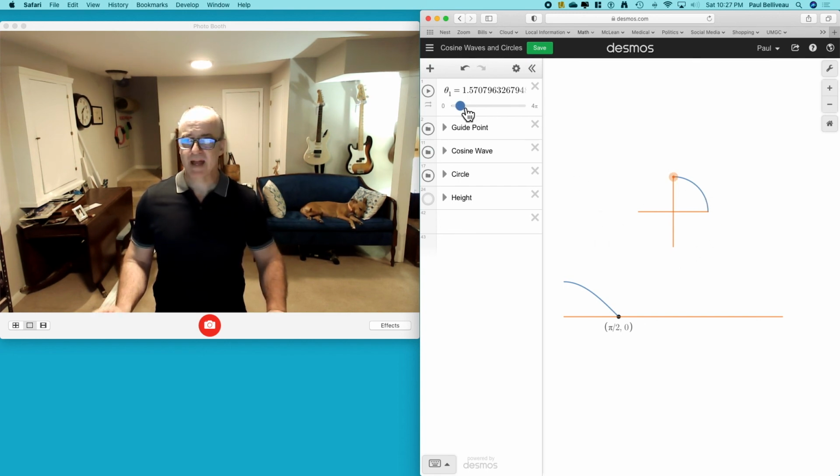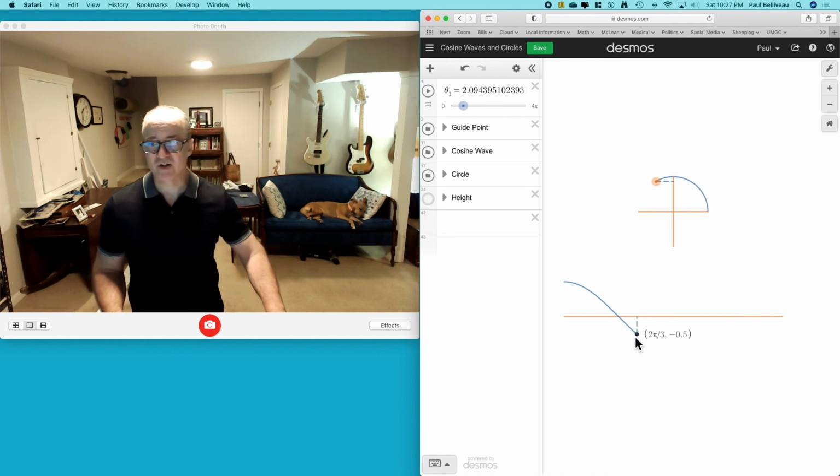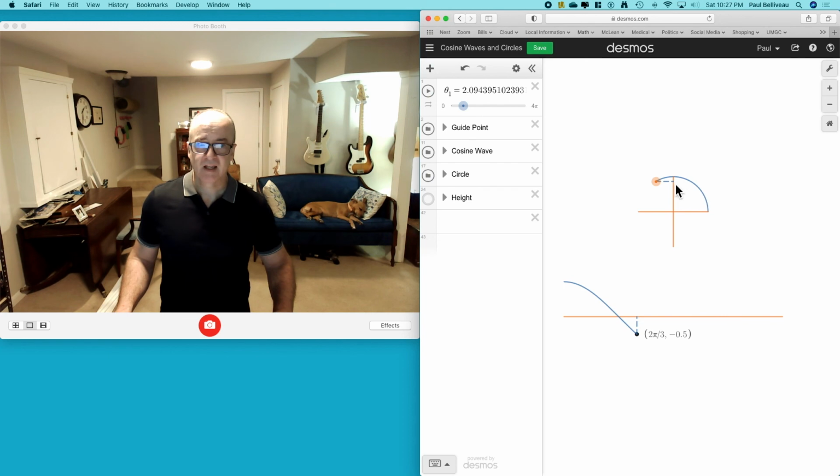Now, when you get past 90 degrees, you're now to the left of the y-axis. Your horizontal distance is to the left. So right is positive, left is negative. Down here, negative means you've gone under the x-axis. To the left of the y-axis on the unit circle means under the x-axis on the cosine wave.